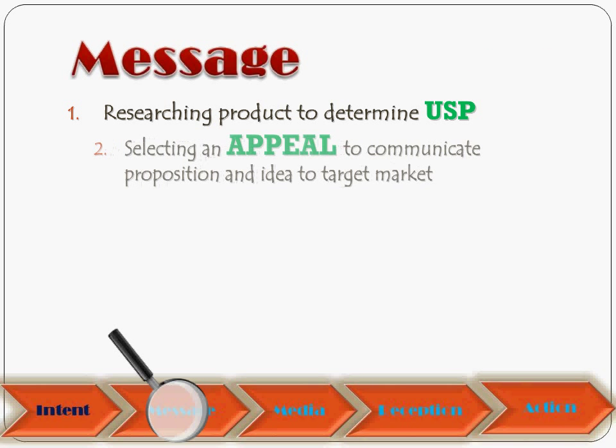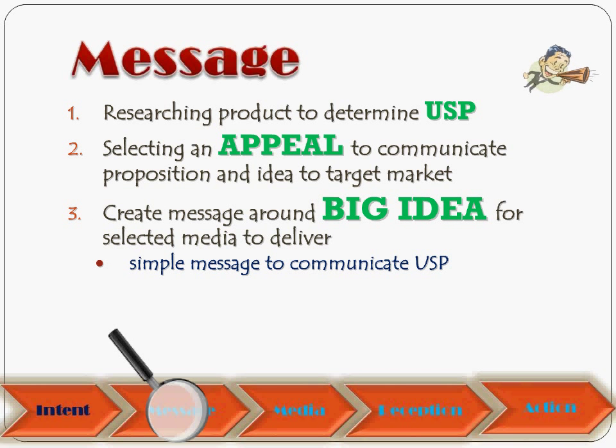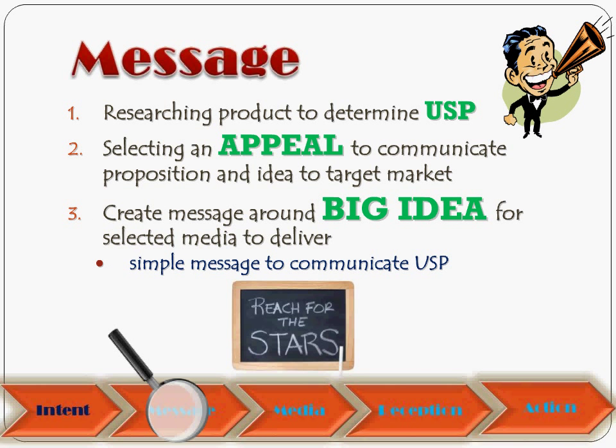So when you are creating your message, the first part is to identify your USP, your unique selling proposition. What does your product have that no other product has? By identifying this, you can then start to look at how you're going to connect with your consumer and select an appeal to communicate this proposition, this idea to your target market. Once you've identified your appeal, you then create a message around this big idea.